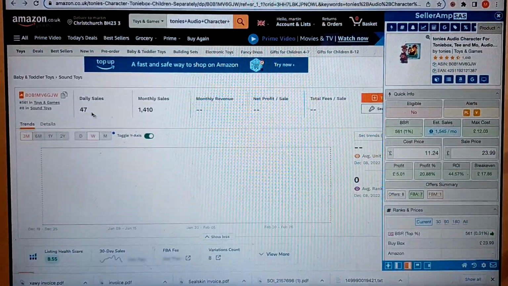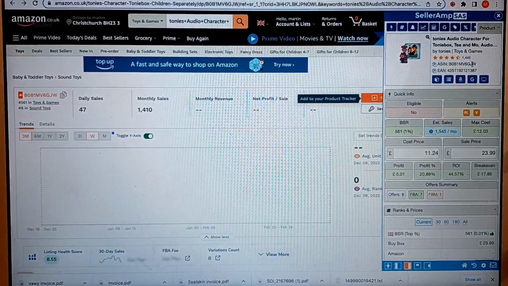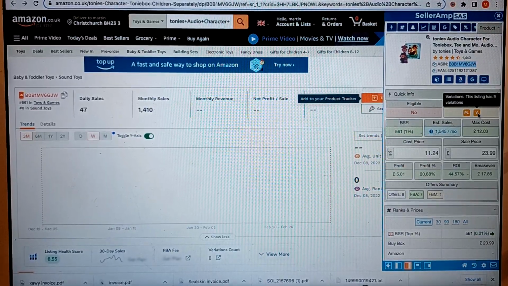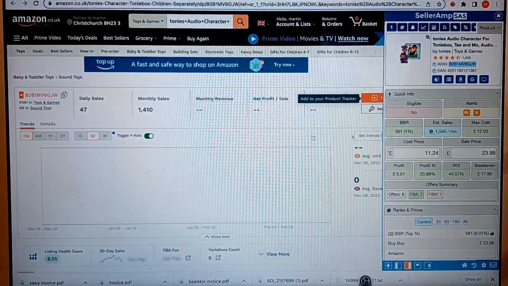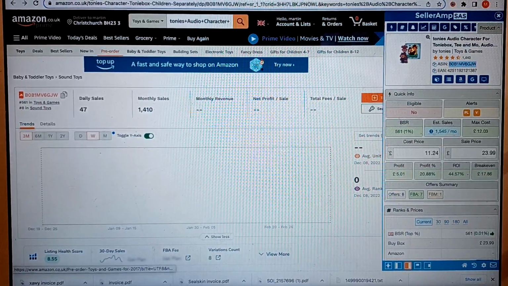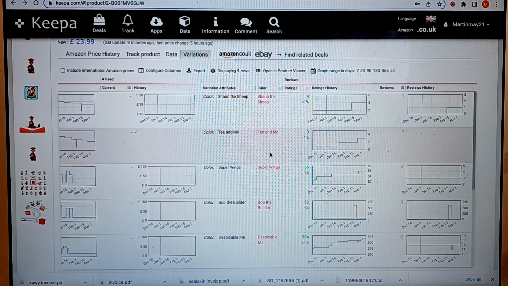So the sales figures that they give you are based on the entire ASIN, of which Seller Amp will show you there are 9 variations. So something to be aware of when you are product sourcing, when you are analyzing the product. What is the percentage of sales? Less than 1%, so it's less than 15 sales a month. What that is, I don't know.